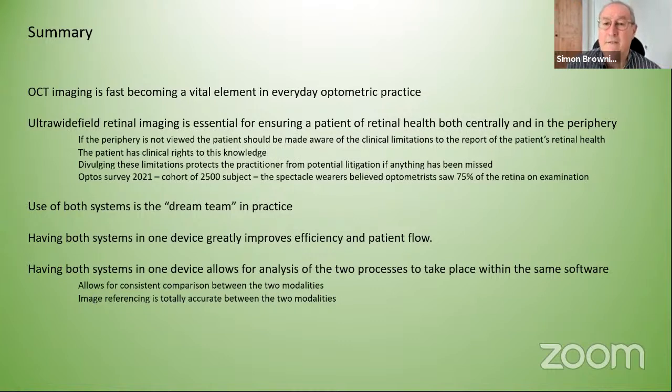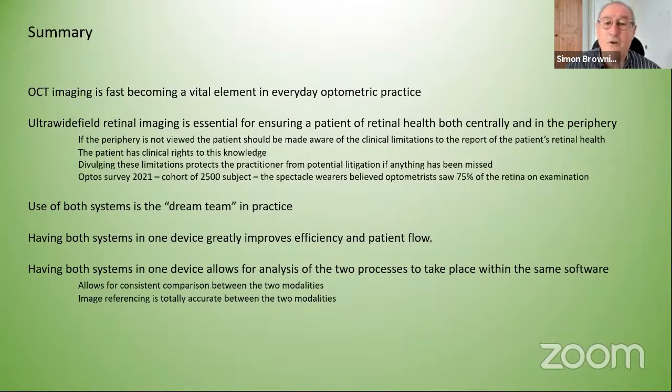I think in 10, 15 years' time, it will be as common as it was in my day when I was at university, and they were just bringing in air-puff NCT. It was novel in our day. You wouldn't think of not doing eye pressure now. OCT is going that way. But ultra-wide field retinal imaging is absolutely as vital. And it's absolutely essential for ensuring a patient's retinal health, not just in the center, but in the periphery.